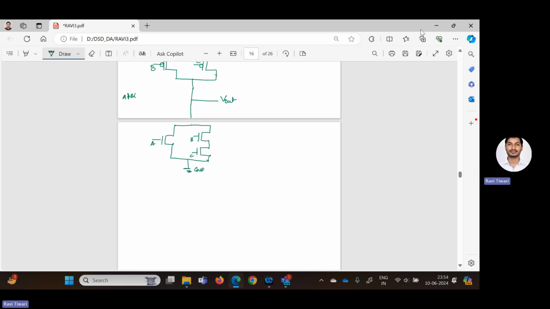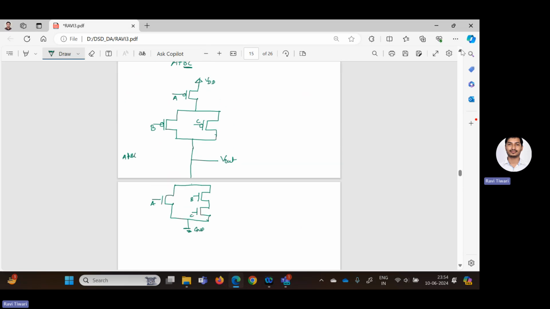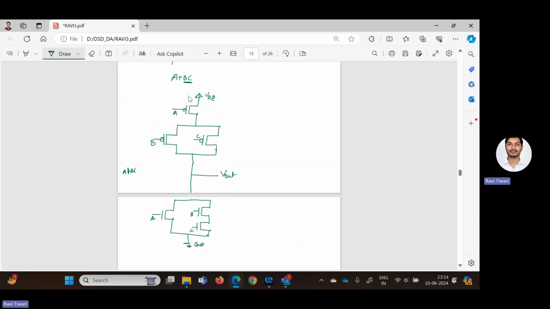If I show you in a single screen, you can see at the top I have implemented using the PMOS. Similarly, I implemented the same function using the NMOS. At the top, I have included the VDD supply. At the bottom, I have given ground. And from the center, I am taking the V out. Clear? As it is a complementary MOSFET, the bar is always already there.